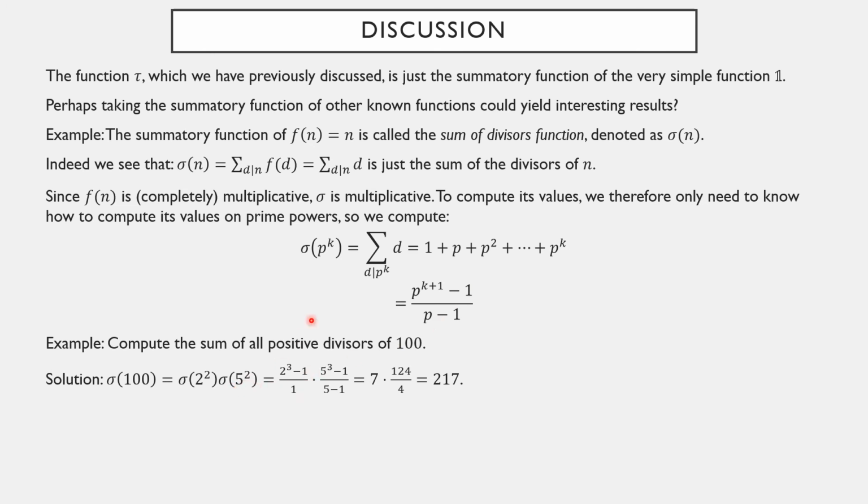Sigma of 5 squared, now the prime is 5, but the power is 2, so I get 5 cubed minus 1 over 5 minus 1, or 124 over 4. 7 times 124 over 4 is just 217. 124 over 4 is 31. So what's the sum of all the positive factors of 100? It's 217. You know what we didn't do? We didn't list out all of the positive divisors of 100 and then manually add them up. That would have actually taken much longer.